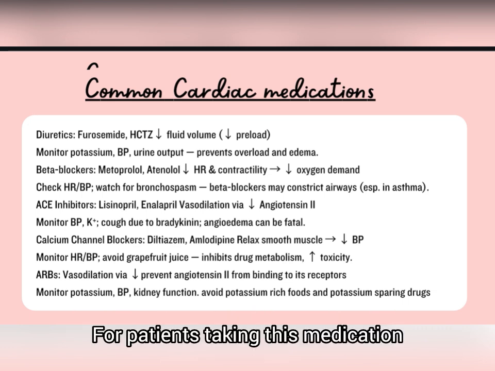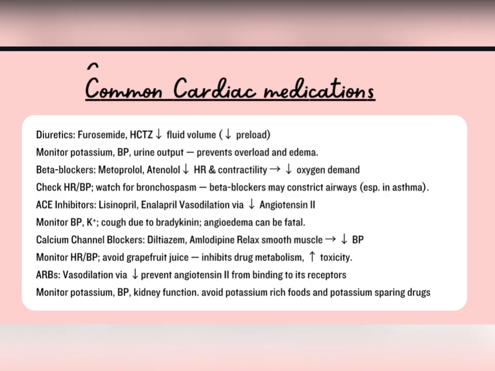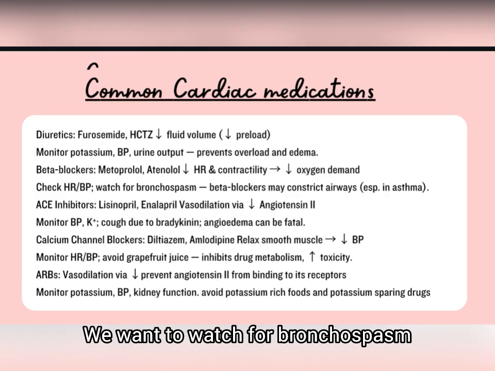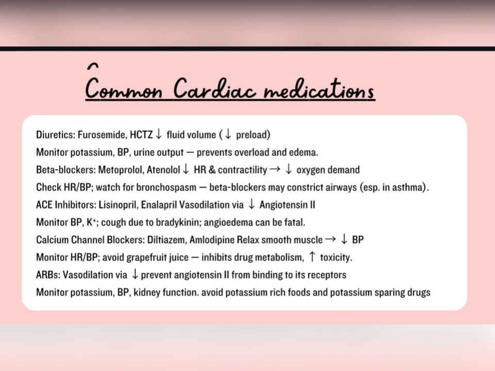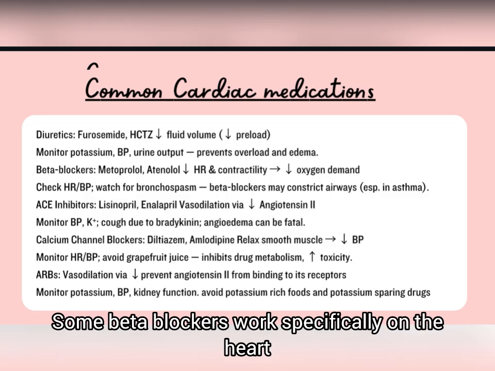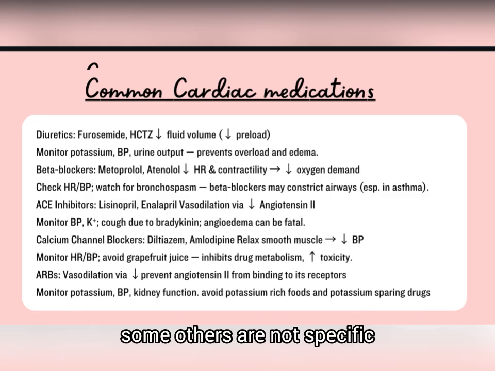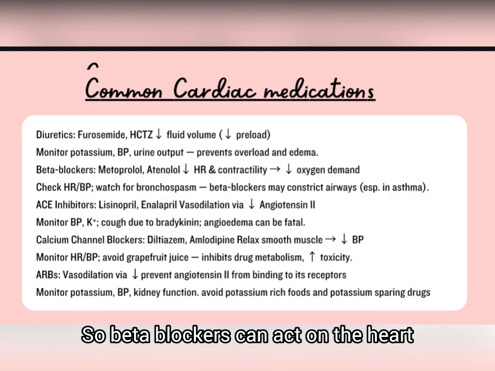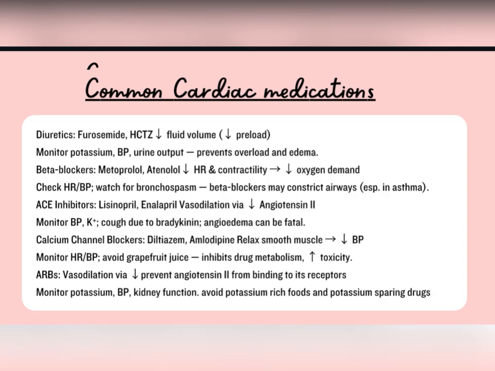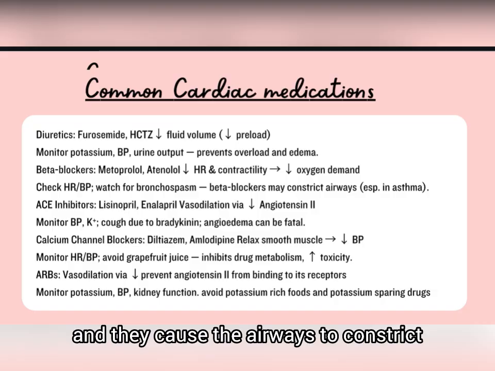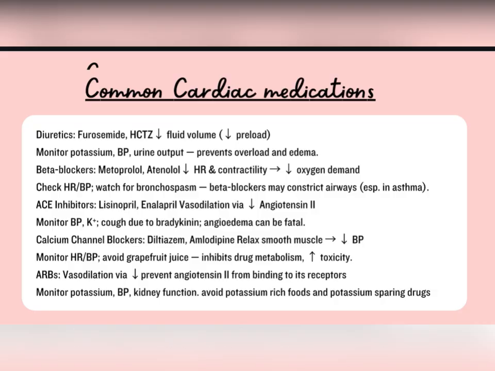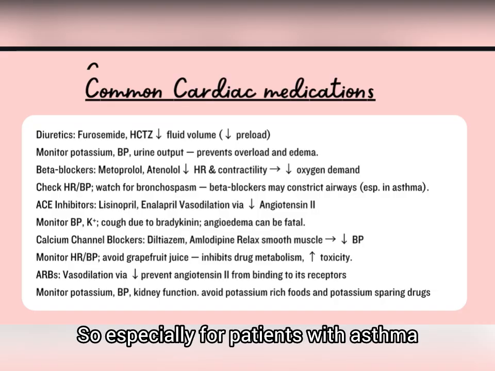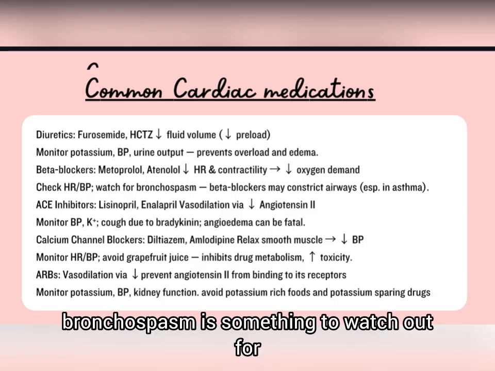For patients taking this medication, we want to check heart rate and blood pressure. We want to watch for bronchospasm. Some beta blockers work specifically on the heart, some others are not specific. So, beta blockers can act on the heart and on the lungs. When they act on the lungs, they cause the airways to constrict. So, especially for patients with asthma, bronchospasm is something to watch out for.